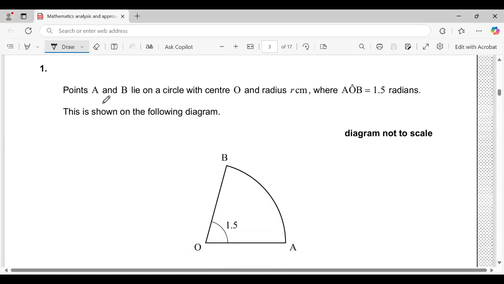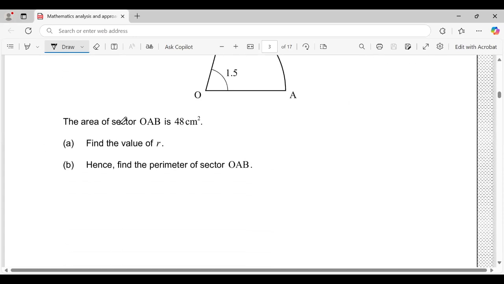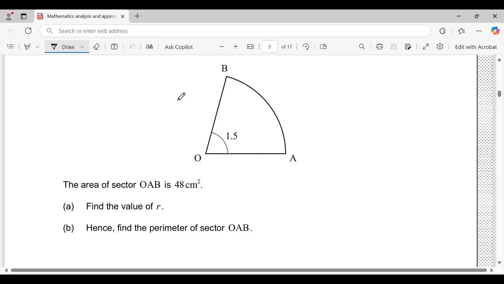Number one, points A and B lie on a circle with center O and radius r centimeters, where angle AOB is 1.5 radians. This is shown on the following diagram, a sector. The area of sector OAB is 48 centimeters squared. Find the value of r. R is the radius, so OB is r and OA is r. Hence, find the perimeter of sector OAB.